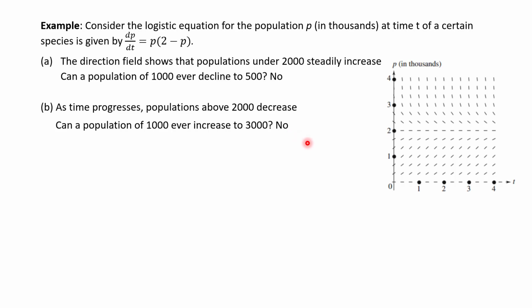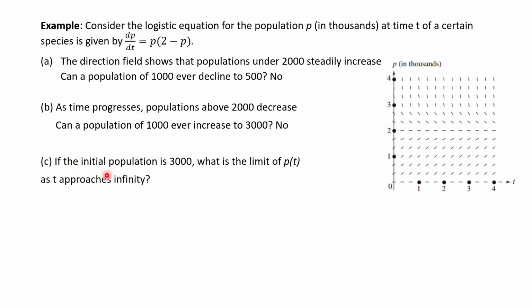The answer is no for that one, because down here, the populations are increasing, but then notice what they're approaching. They're increasing to 2,000. They're approaching 2,000. And then anything above 2,000 is decreasing to 2,000 as well. So we're not going to jump over this asymptote to get to 3,000.